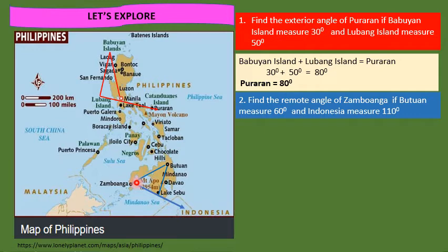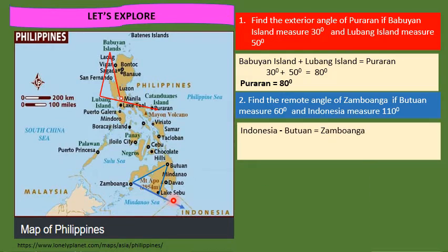So this is the remote angle. Butuan measures 60 degrees and Indonesia measures 110 degrees. So Indonesia is the exterior. Since we have the measurement for this one, we're going to subtract. Indonesia minus Butuan equals Zamboanga. 110 degrees minus 60 degrees equals 50 degrees. And the Zamboanga measurement is 50 degrees. So that's the answer for the remote angle.